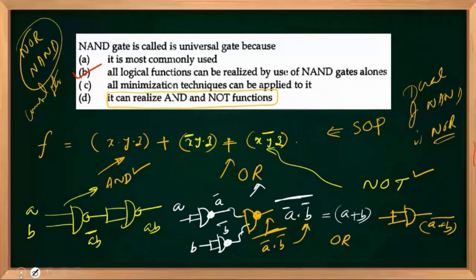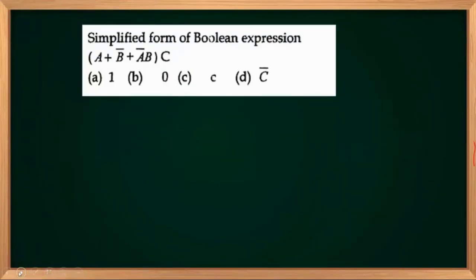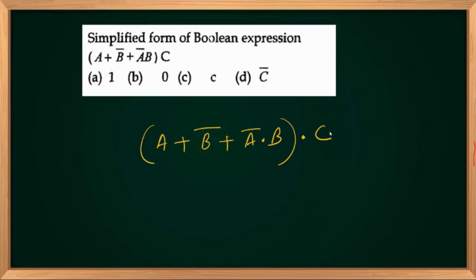Okay, I'm moving to the next question. The simplified form of the Boolean expression A plus B bar plus A bar B dot with C. Let me write it. A or with B complement or with A complement dot B, dot with C. Four options. Okay, again I'm having different options, C and D.